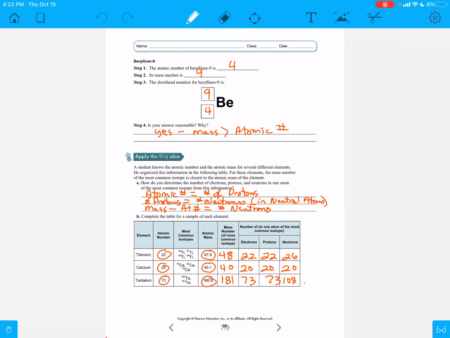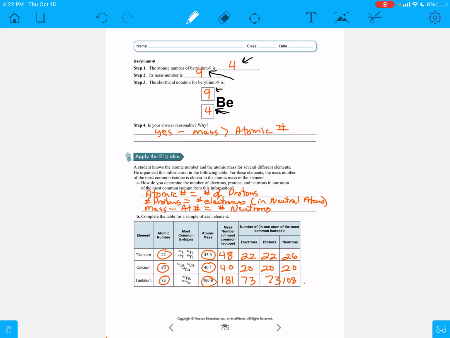And on the next page, beryllium. Beryllium has an atomic number of 4 and a mass number of 9. As you can see here and here, that's how they go. The mass is usually on the top and the atomic number is usually on the bottom.